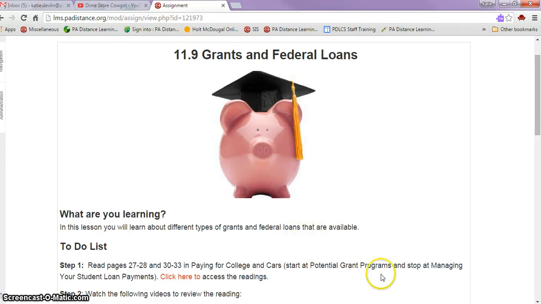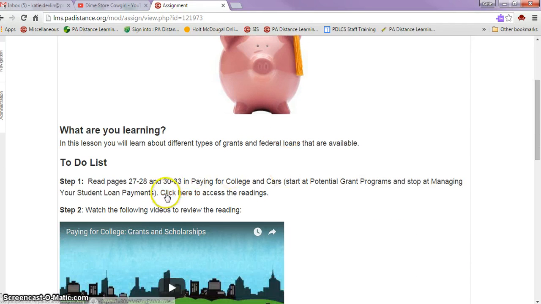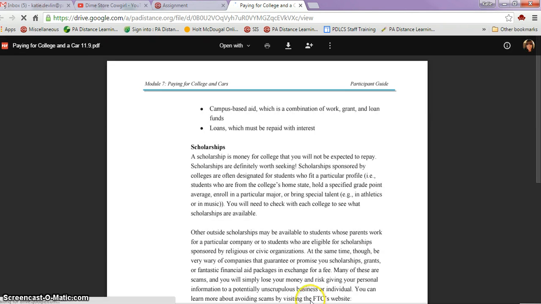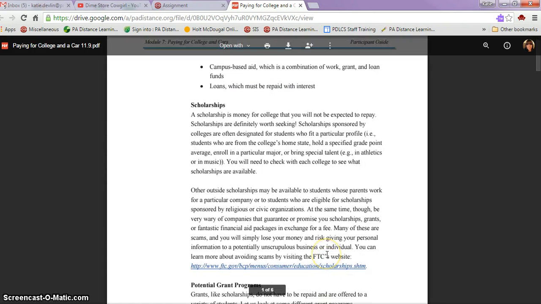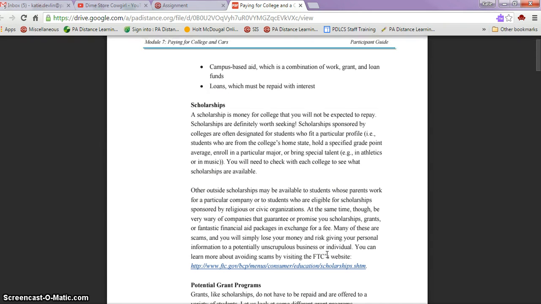Okay, so this reading is for lesson 11.9, which is grants and federal loans. Scholarships. A scholarship is money for college that you will not be expected to repay. Scholarships are definitely worth seeking.